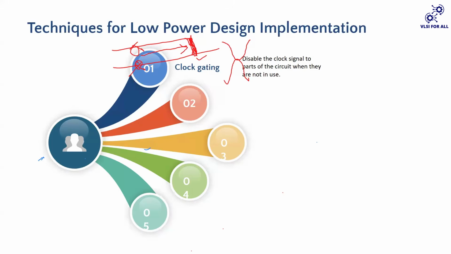To implement this, there is a kind of cell called an ICG cell or CGC cell, the integrated clock gating cell, also called a clock gator cell. I'll not go deep into how it is designed. There are different low power cells which are related to UPF.